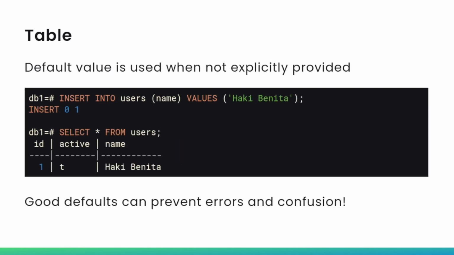Now, when someone tries to insert a value without explicitly providing a value for the active column, the value is going to be true. If you look at the insert statement in the slide, you'll see that we're inserting a user called Aki Benita, but we don't actually provide a value for active. However, when we select from the table, we can see that the value was set to true. This is because we set a default value on active. Setting good default values is a very good and effective way of making it very hard for people to make horrible mistakes. So take the time to set default values that make sense.